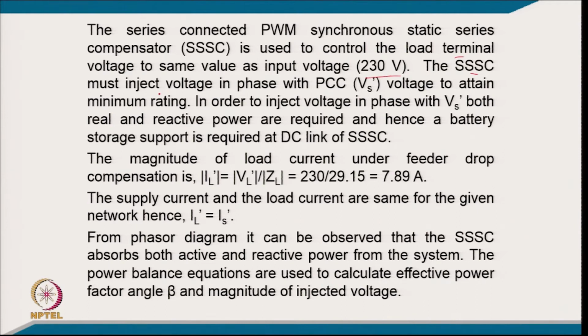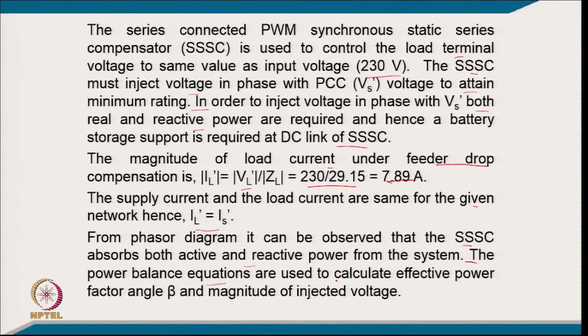So, SSC must inject the voltage in phase with the PCC voltage to attain the minimum rating. In order to inject the voltage in phase with the Vs, both real and reactive power are required. Hence, the battery storage support is required at the DC link of SSC, and the magnitude of load current under the feeder drop compensation comes VL dash upon ZL. So, putting the value of 230 divided by 29.15, it comes 7.89 ampere, and the supply current after the load is the same, 7.89 ampere. From the figure it can be observed that the SSC absorbs both active and reactive power from the system.